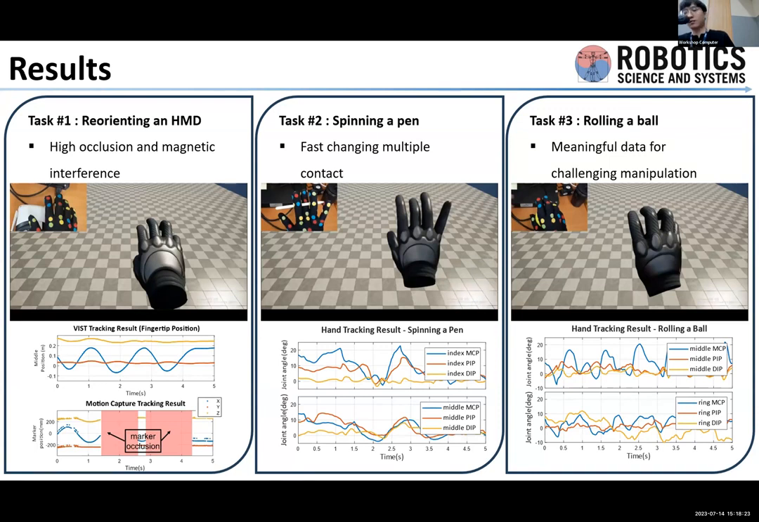Lastly, the last task is rolling a ball while the palm is facing down. Notice the ball is not touching the floor. This is a very meaningful task because such manipulation is very challenging in robotics. However, our system was also able to successfully acquire robust data.